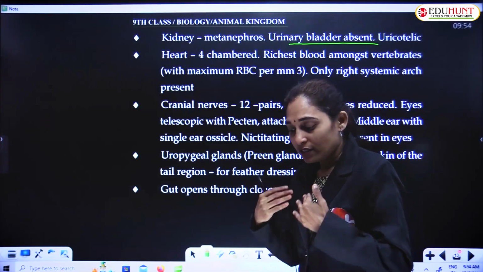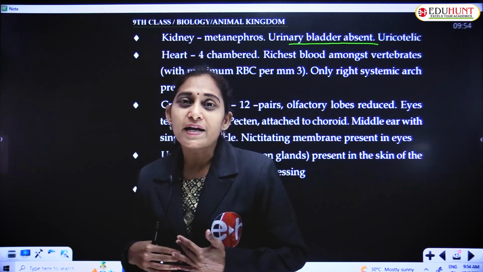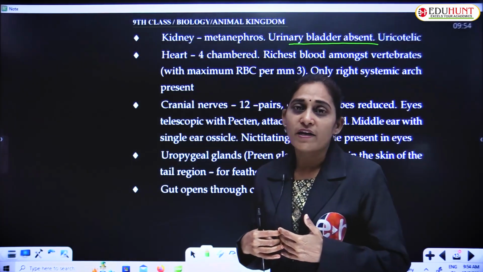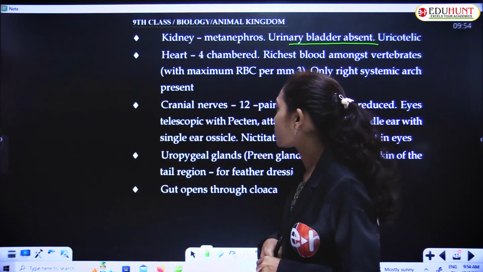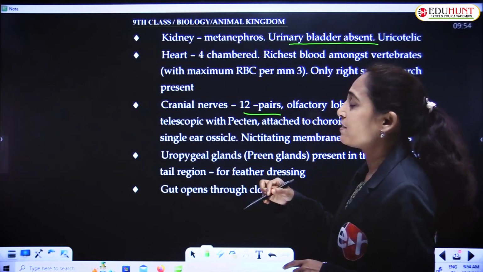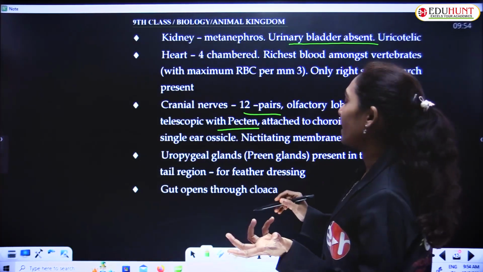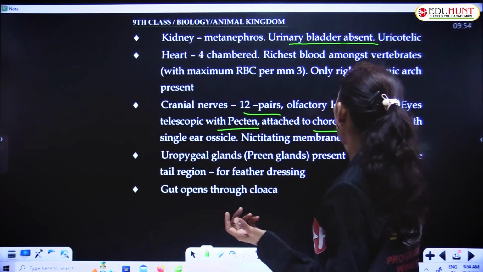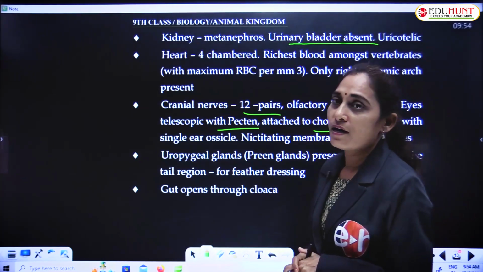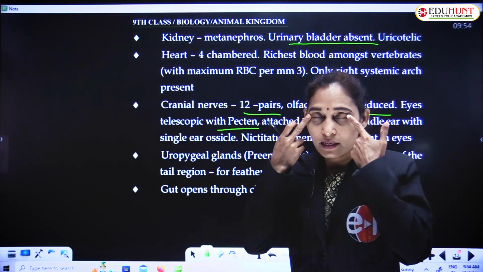And to some of the body parts, if they minimize the systems in this way, their body weight will get reduced. Cranial nerves are 12 pairs, and olfactory lobes are reduced, and they have telescopic vision in the eyes, and they have a pecten attached to the choroid, and also the middle ear with a single ear ossicle is present, and a nictitating membrane is present in the eye.